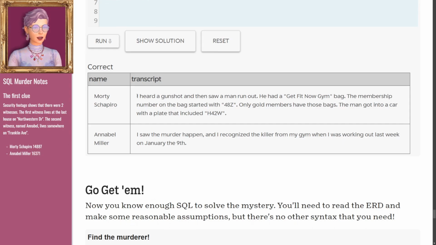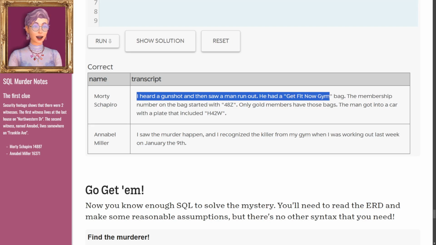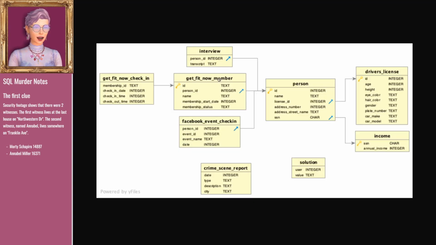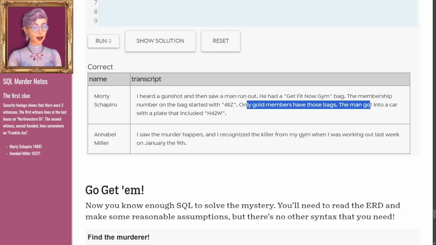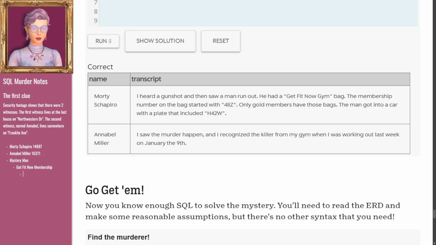So let's see what's important. Morty heard a gunshot and then saw a man run out. He had a Get Fit Now gym bag. I recognize Get Fit Now from the database. Okay. The membership number on the bag started with 48Z. Only gold members have those bags. The man got into a car with a plate that included this number. Okay. So we have our mystery man whose Get Fit Now membership starts with 48Z, and it's a gold membership, and the car license plate begins with H42W.